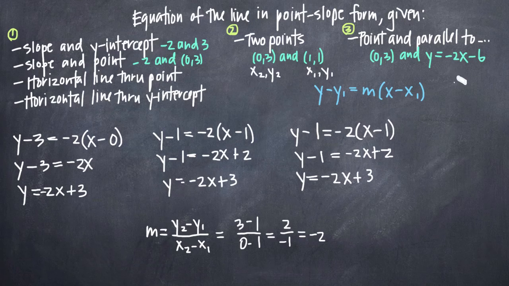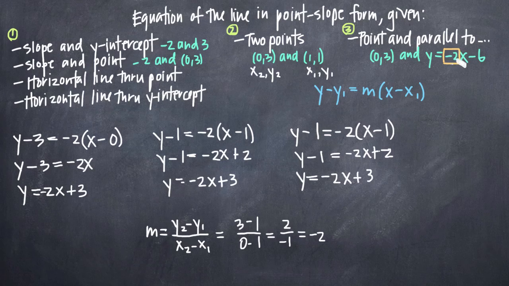And lastly, if you're given a point and the fact that the line is parallel to another line, essentially you're being given the point here and again a slope, which you can see here. So this equation, y equals negative 2x minus 6, is in the slope-intercept form, which is y equals mx plus b, m being the slope. So negative 2 is the slope of this other line. Remember that lines that are parallel have the same slope. So essentially we're being given a point and a slope, and we're right back here into group 1.